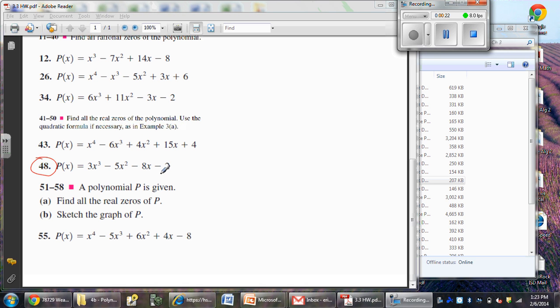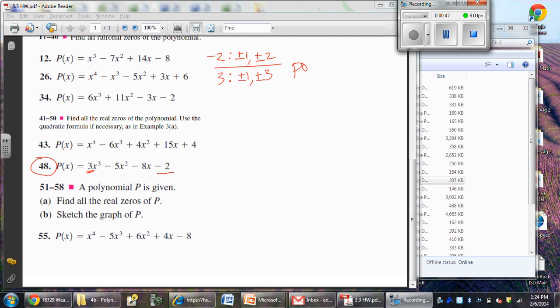That's where we look at the factors of our constant, or our last number, which is -2. So factors of -2 would be 1 and 2, both of them plus or minus. And then factors of the leading coefficient go on the bottom, which in this case is 3. So factors of 3 would be plus or minus 1 and plus or minus 3.